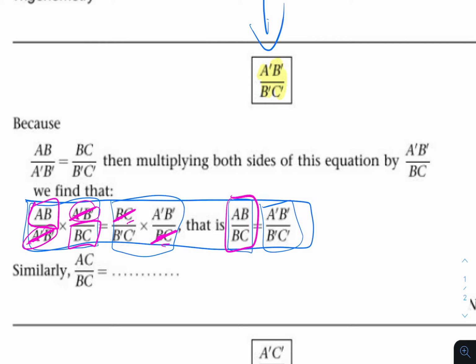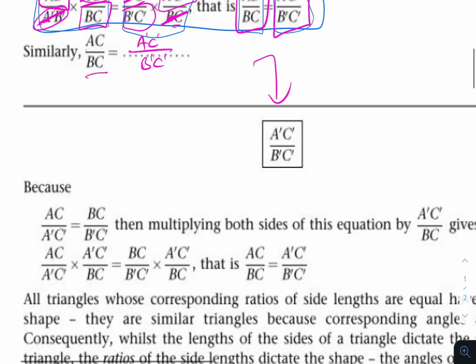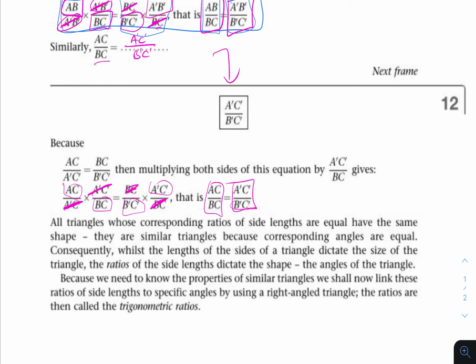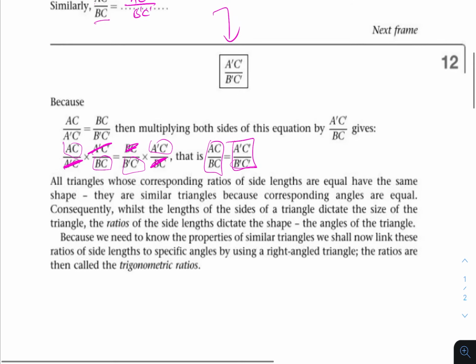And this leaves you with BC at the bottom, B dash C dash at the bottom, and A dash B dash at the top, which is exactly what you see here, right? So obviously for this part here, it's just going to be again A dash C dash over B dash C dash. Fairly straightforward, which is what you can see there. And then they're going to multiply it again here. So you're going to see A dash C dash cancel each other out. You're going to see BC and BC cancel each other out. That leaves you with AC over BC, and this is your B dash C dash at the bottom and A dash C dash at the top, which is what you have there. Cool. Again, this is all just in explanation of the trig functions that we have coming, which we'll do in the next video.